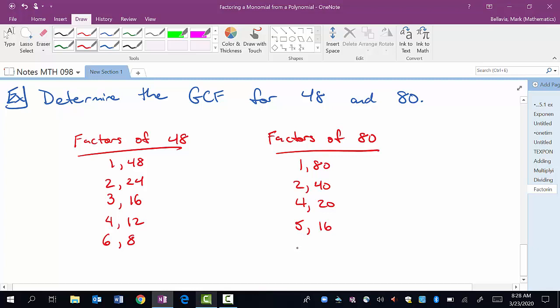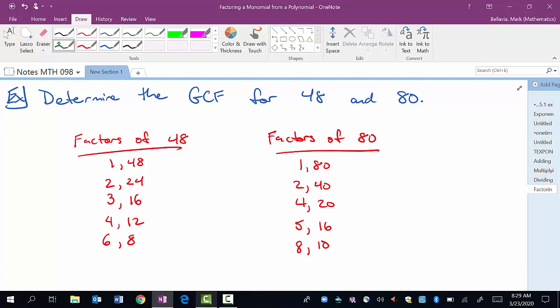Is 6 a factor? Well, 80 divided by 6, that doesn't come out evenly. Is 7 a factor? No, 80 divided by 7 doesn't come out evenly. Is 8 a factor? Yeah, 8 times 10 will give you 80. Is 9 a factor? 80 divided by 9 doesn't divide out evenly. And then 10 would be the next number we try. 10's already on our list, so we're done.